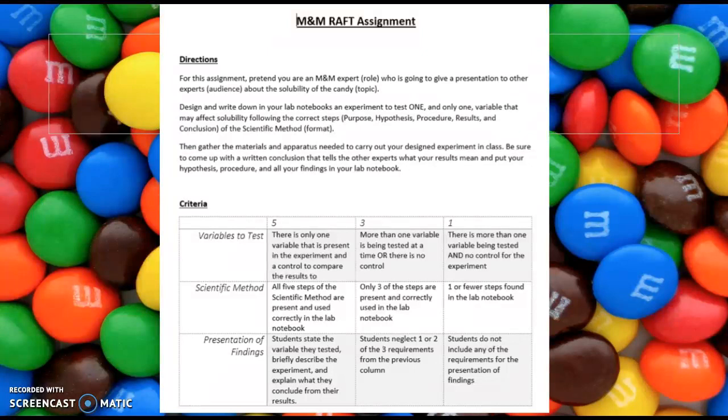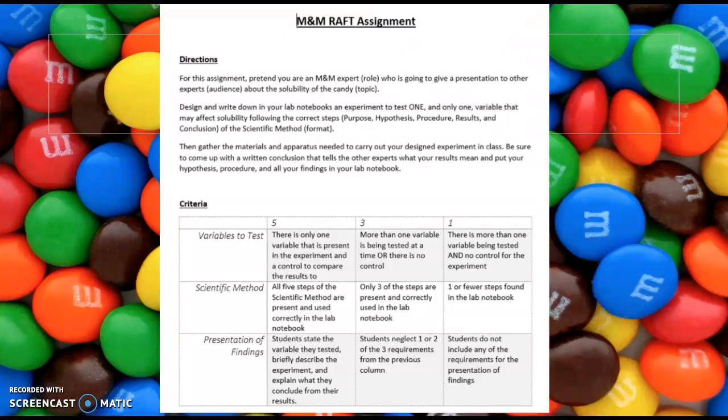Students will then be given their partner based on skill level and interest in certain variables, and allowed to look at the materials I have in the classroom to come up with a way to test the variable they have chosen. They are required to write it following the scientific method. This means they need to include a purpose, hypothesis, and procedure. As their experiment continues, they will need to record observations, results, and a conclusion as well.